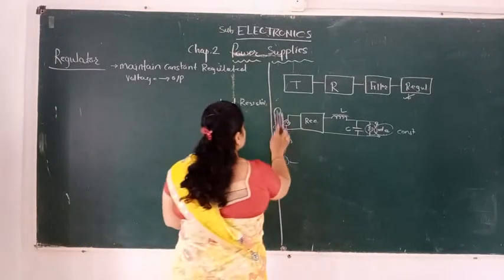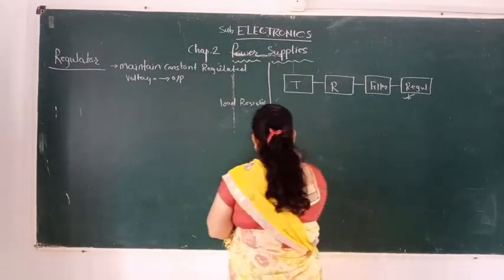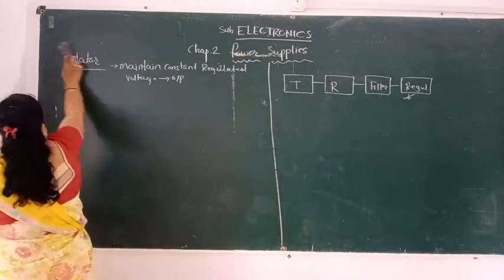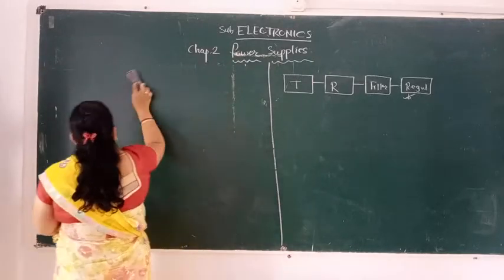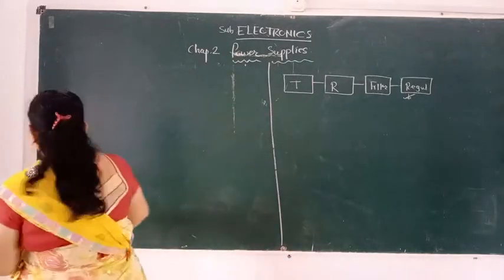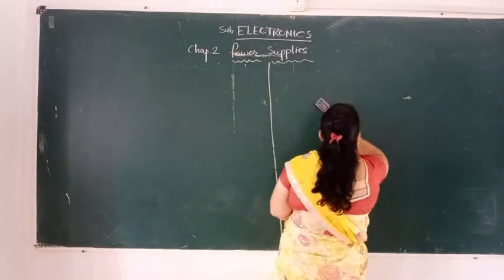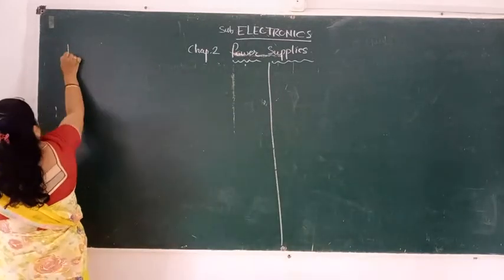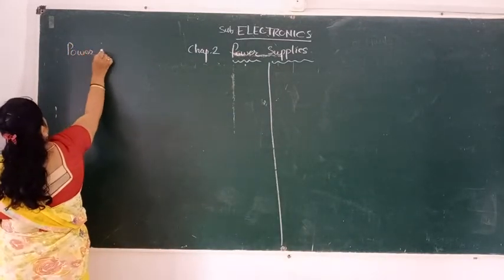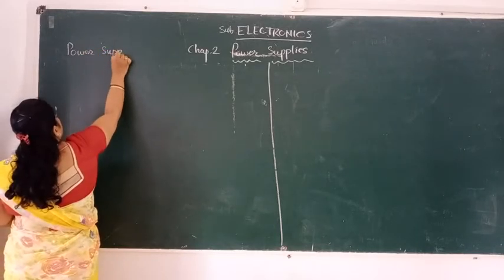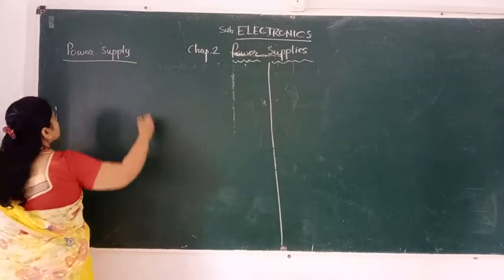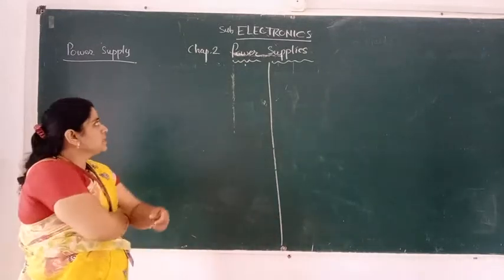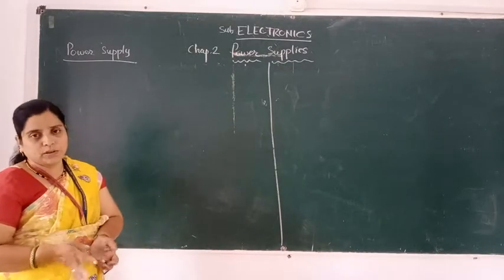Before going into the details of the regulator, we will see the power supply. What do we mean by power supply? Power may mean voltage or current, so power contains voltage, current and frequency, all these things.